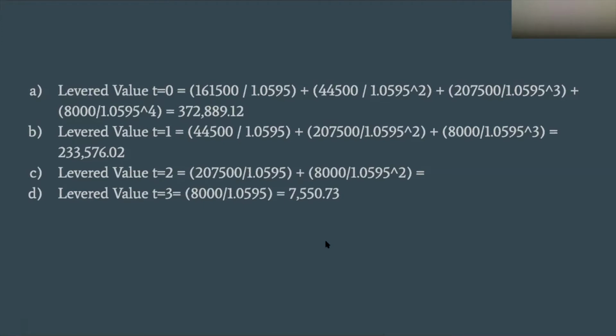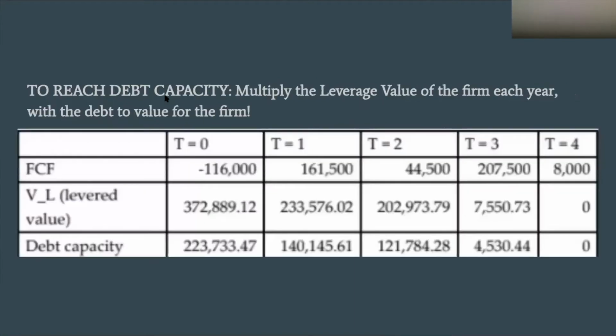Okay, so now we know the levered value of the project at each year. And what we need to do to calculate the debt capacity is to take the levered value times the debt capacity, in percentage. So here is the levered value of the firm stated in this section in the middle. And then to reach the debt capacity, you multiply the levered value times 60%, which is stated at the lowest row.